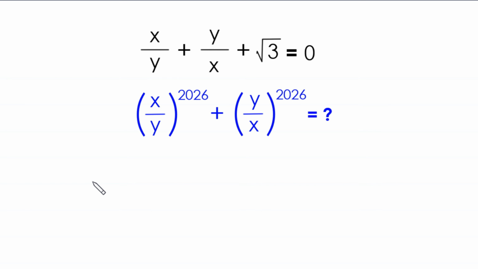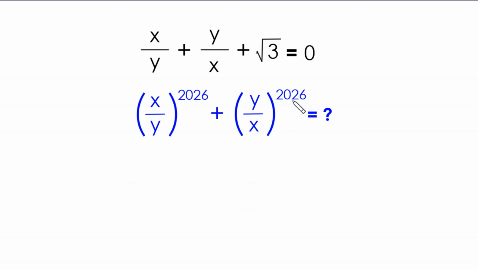Hello everyone, welcome to how to solve this very nice algebra equation: x over y plus y over x plus root 3 equal to 0. Our job is to find the value of (x over y) to the power 2026 plus (y over x) to the power 2026.